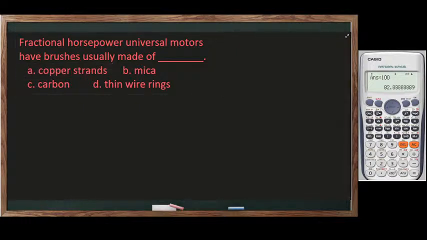So next question is, fractional horsepower universal motors have brushes usually made of blank. So is it copper strands, mica, carbon, or thin wire rings, no?